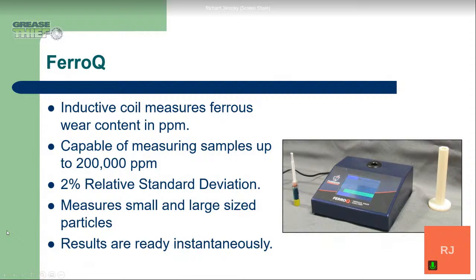So we have the FerriQ there. You can see we've got the grease thief there in the picture. So once you take your sample, you would be able to drop that right in. The inductive coil would measure the ferrous content, giving the results in a ppm level. It's capable of measuring up to 200,000 ppm, has a 2% relative standard deviation, and it measures small and large size particles, so the particle size will not influence the measurement of the instrument, and the results are ready instantaneously, popping up right on the screen.